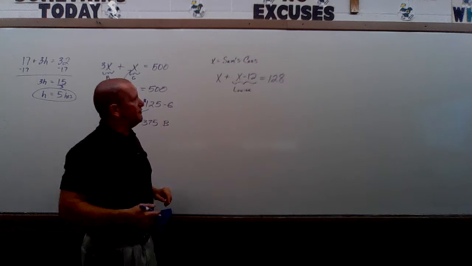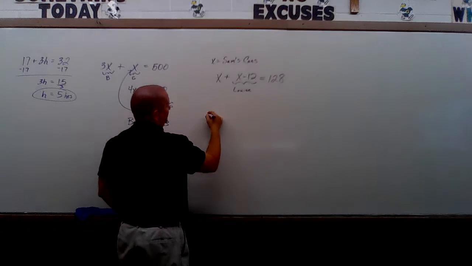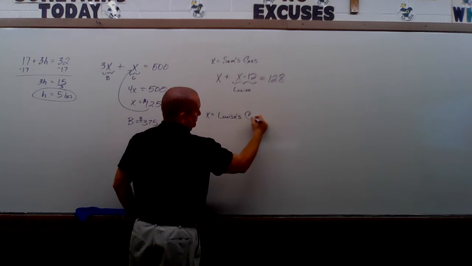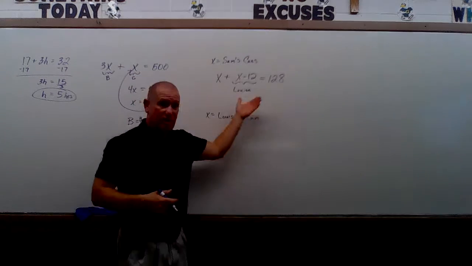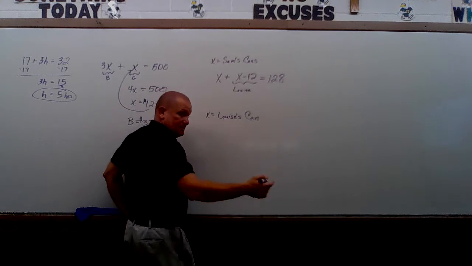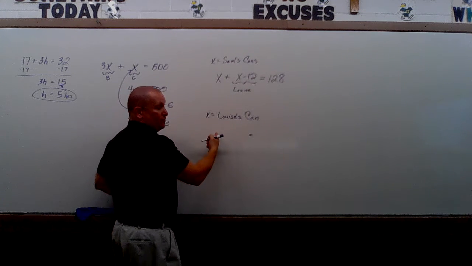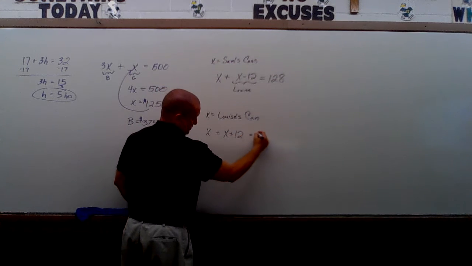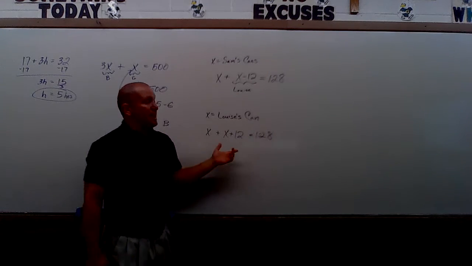So here's the question. If I did the same problem, but Colbeck says that X is equal to Louise's cans, can I still do the problem? Yeah. How does my equation change if somebody says X equals Louise's cans? You have to add 12 instead of subtract. Perfect. And so what would my equation be for the whole thing? X plus 12 equals 128. Everybody agree with that?